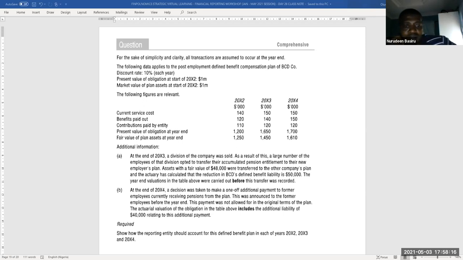Show how the reporting entity should account for this defined benefit plan in each year, 20X2, 20X3, and 20X4. Thank you very much. I want you guys to discuss or reflect on that question for the next 5 minutes before I try to provide a suggested solution.